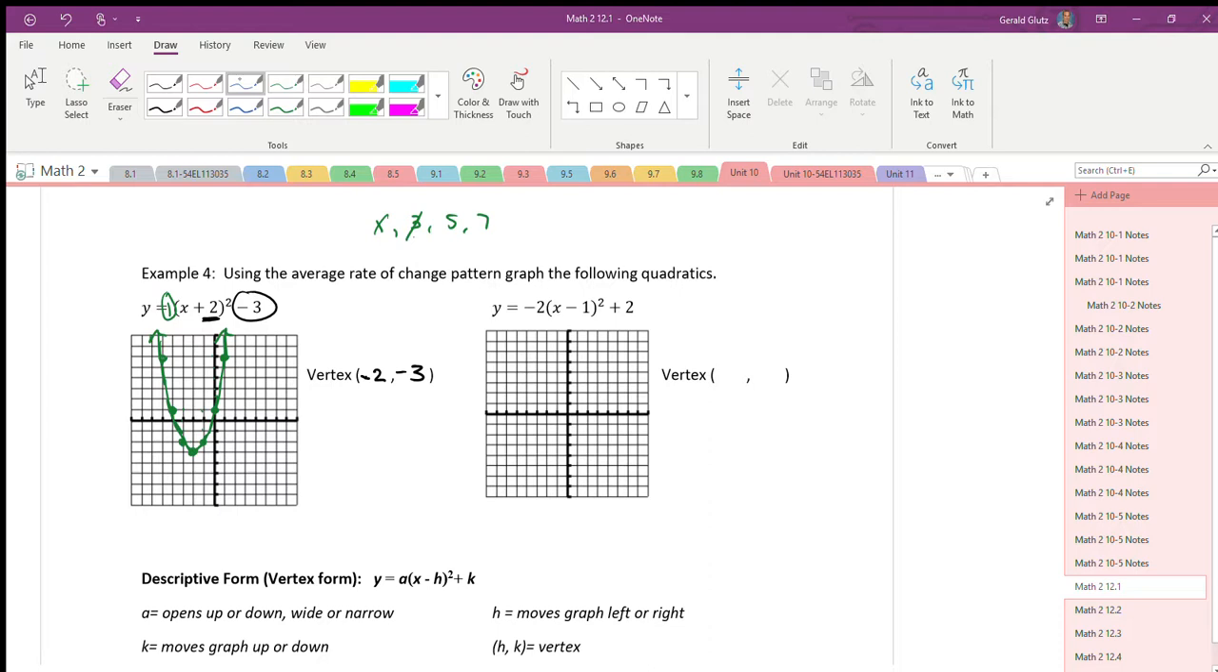So the next one, the vertex, this number with the opposite sign. So +1 is your x value, and this number is y, so +2. So vertex is at 1, 2. This time we have an a value. So whenever we use the pattern, we have to multiply the pattern by whatever a is.